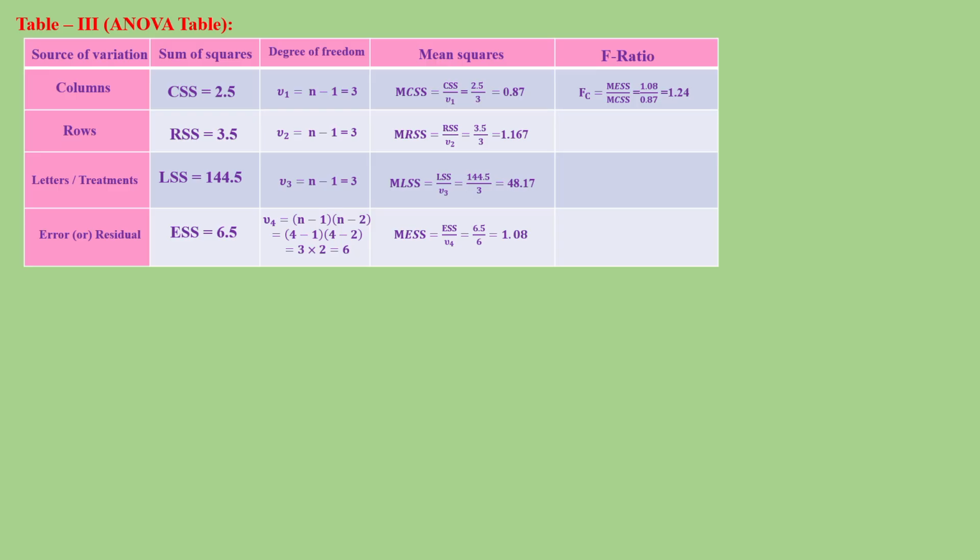Next you take row FR. So compare MRSS and MESS. MRSS is 1.167, which is greater than MESS 1.08. So you have to write MRSS in the numerator and MESS in the denominator, right? So you will get 1.082. Next MLSS. Compare MLSS and MESS. MLSS is 48.17, which is greater than MESS 1.08. So you have to write MLSS in the numerator and MESS in the denominator, FL. So you will get 44.60.